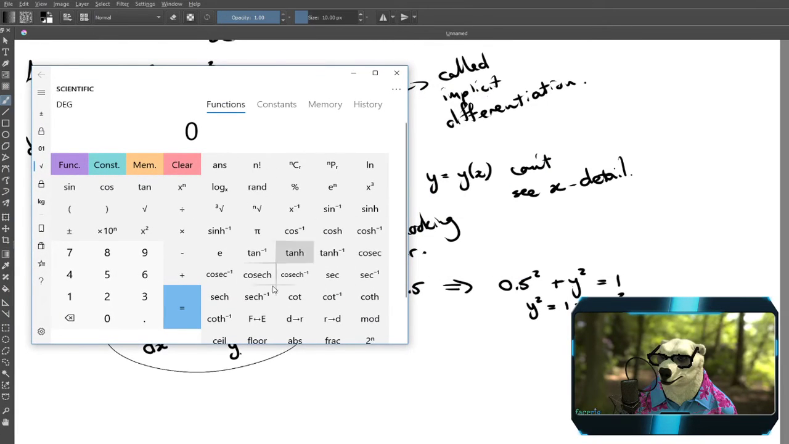This calculator scares me with all its right-hand side buttons. I need to practice this thing more. 1 minus 0.5 squared. That looks good. So I get 0.75.